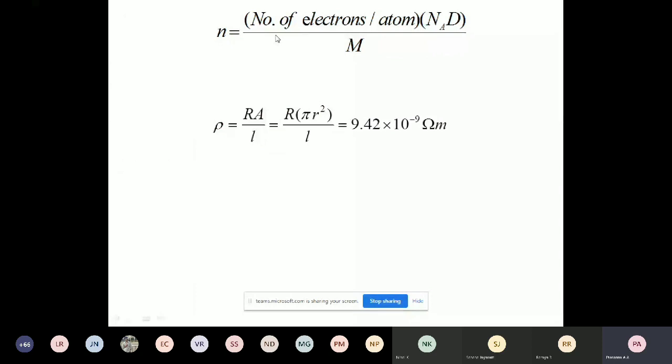N is to be calculated in the way we calculated in the first problem. Number of electrons per atom is 3 given in this problem. And Na, Avogadro number, is 6.023 into 10 power 23. Density is given in this problem, and the molecular weight is also given. On substituting them, we will get the answer 1.81 into 10 power 29 per meter cube.